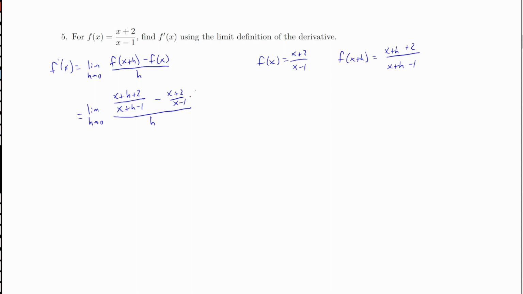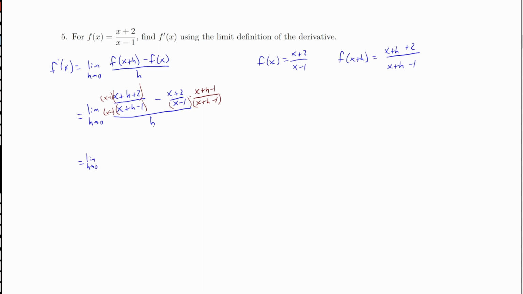The fraction on the right, I'm going to multiply by x plus h minus 1, top and bottom, so that it has that factor in the denominator. The fraction on the left, I need a factor of x minus 1. So multiply by x minus 1 on top and bottom. Okay.